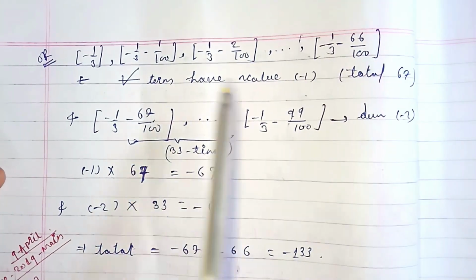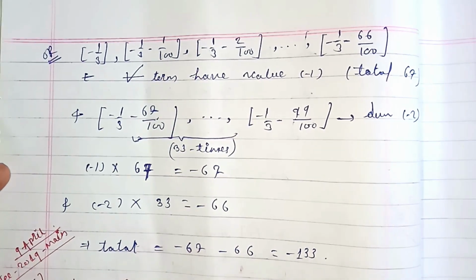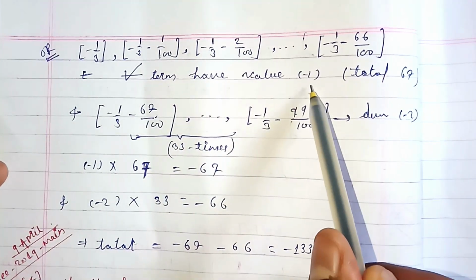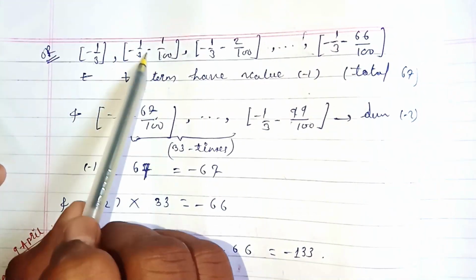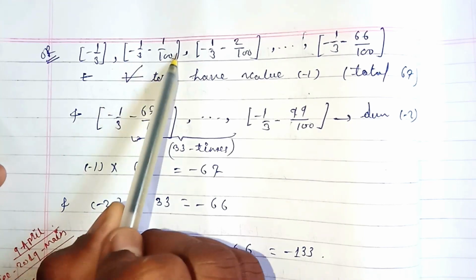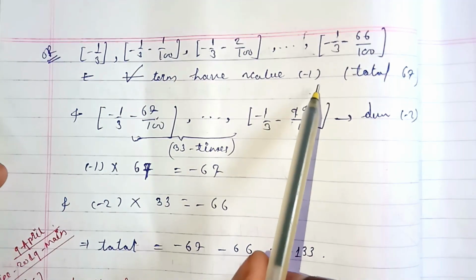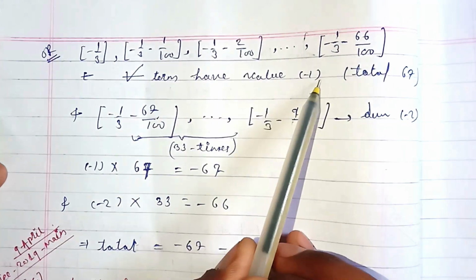You can find the greatest integer function. Negative 1 by 3 comes to negative 0.3 something like this, so the greatest integer function is negative 1. Again, if you go through negative 1 by 3, it's negative 0.3, minus 1 upon 100, which is also smaller than 1. But it is negative, which means the greatest integer function is negative 1. Similarly, you can do it here.